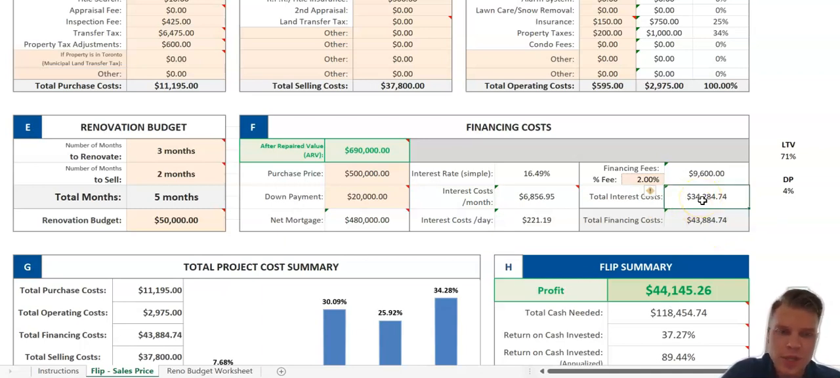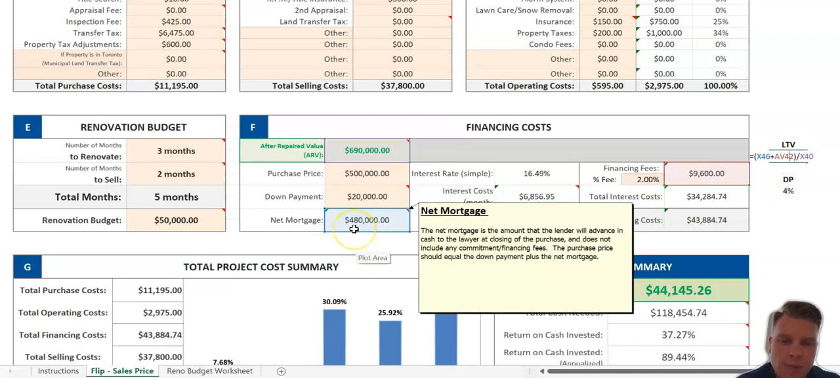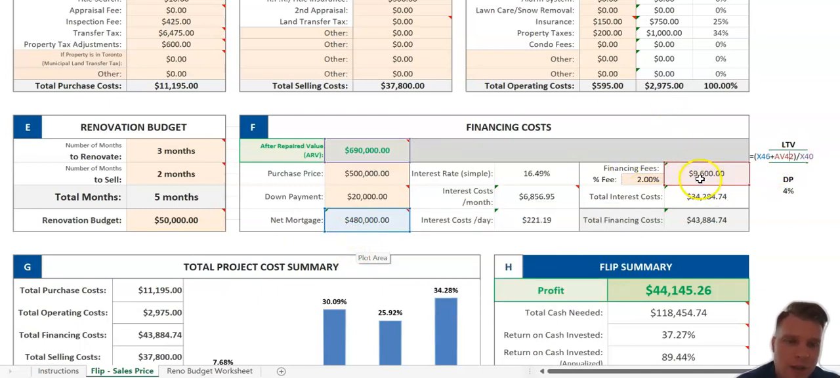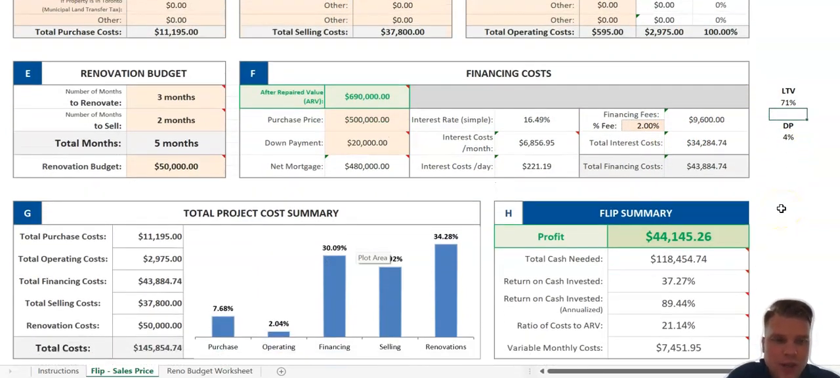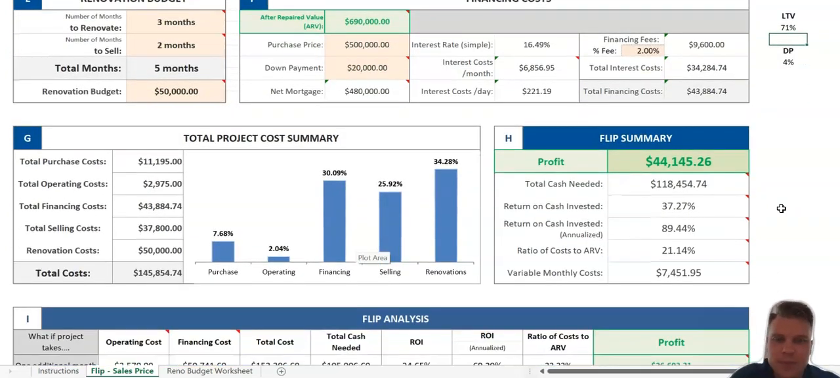So this number here is the total amount for the mortgage for 5 months, and then the total cost of borrowing includes the lender fee, and that's how we get to this total number here. In this example, the down payment's 4%. You can see the formula there. And our loan to value is 71%. How we determine loan to value is the net mortgage plus the financing fee divided by the after repair value. So because this is 71%, we get the thumbs up in order to proceed with our underwriting criteria.